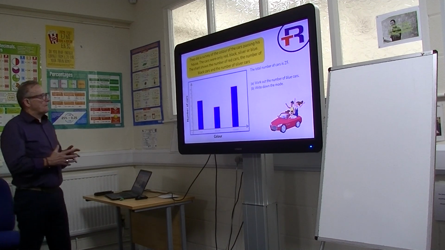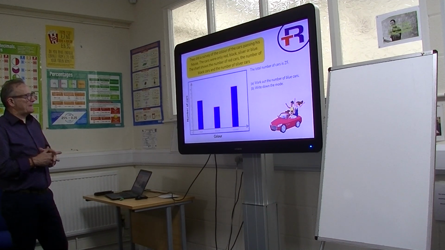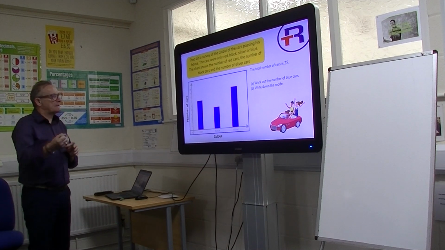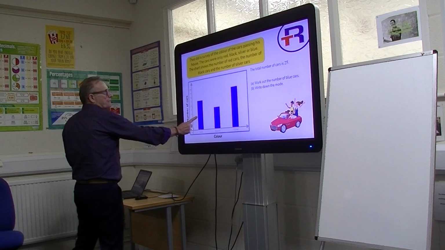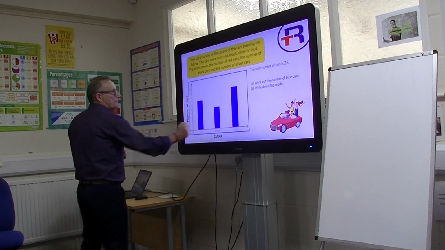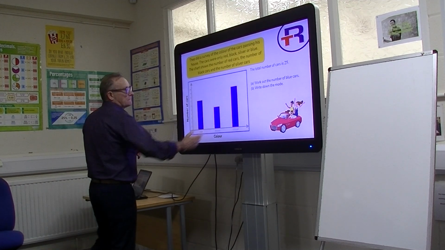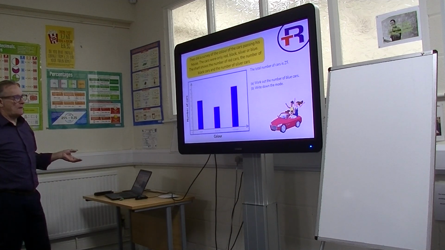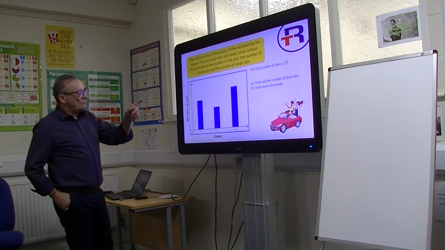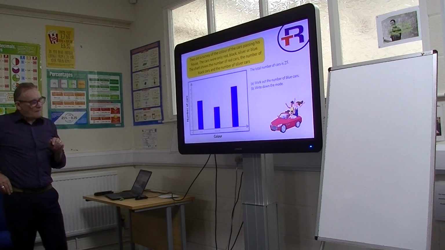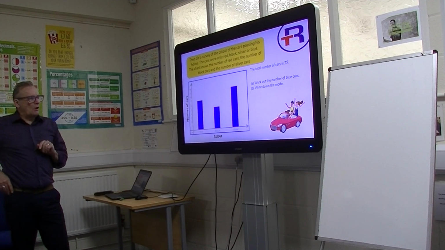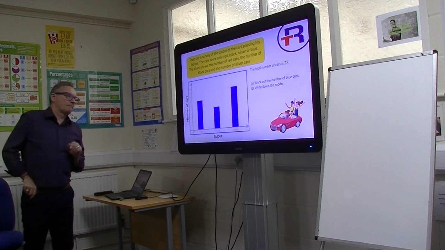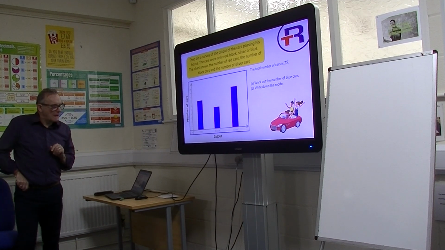Okay? So Theo did a survey of the colour of cars passing his house. The cars were only red, black, silver or blue. The chart shows the number of red cars, the number of black cars and the number of silver cars. Obviously not telling you how many blue cars there are. The total number of cars is 25. Work out the number of blue cars. Okay, so how many blue cars were there?